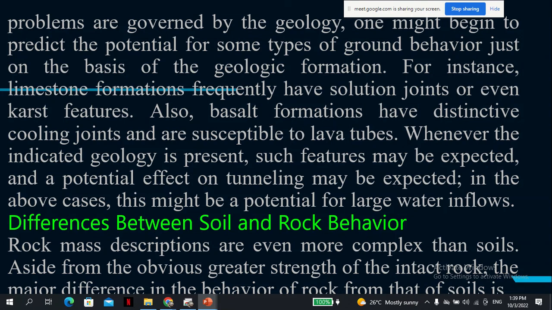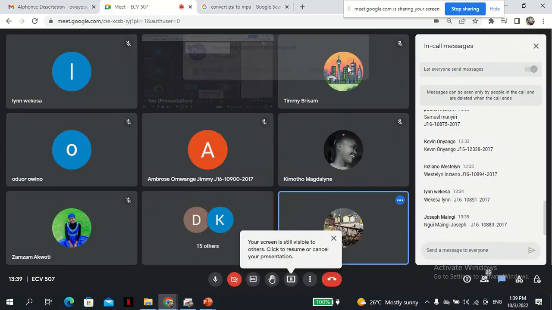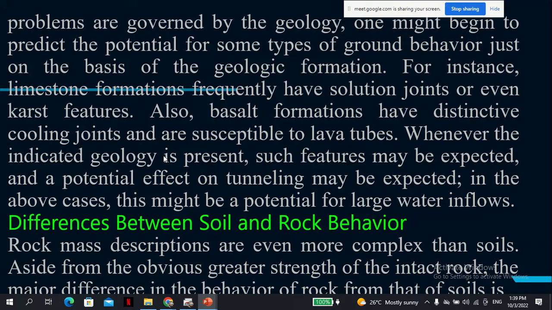So for example, limestone has issues with acid water attack. They can form caves. So once you know this is limestone, you have an idea. Also, basalt formations have distinctive cooling joints and are susceptible to lava tubes. Whenever the indicated geology is present, such features may be expected and a potential effect on tunneling may be expected. In the above cases, there might be a potential for large water inflows.